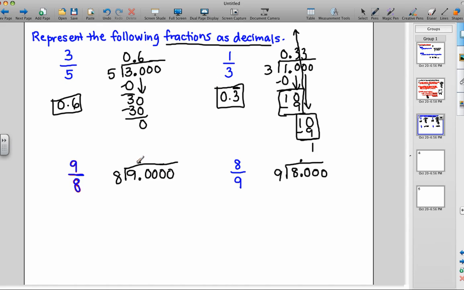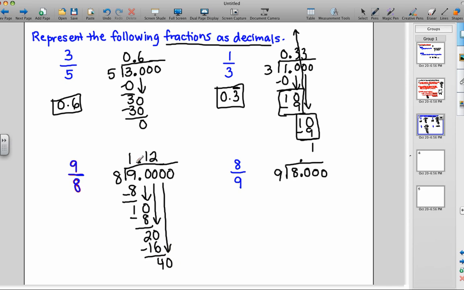I forgot to write the decimal point right up there. Alright, here we go. 8 goes into 9, 1 time. 1 times 8, 8. 9 subtract 8, 1. Pull down the 0. 8 goes into 10, 1 time. 1 times 8, 8. 10 subtract 8, 2. No repeating pattern in subtraction. Keep on going. 8 goes into 20, 2 times. 2 times 8, 16. 20 subtract 16, 4. Pull down the 0.